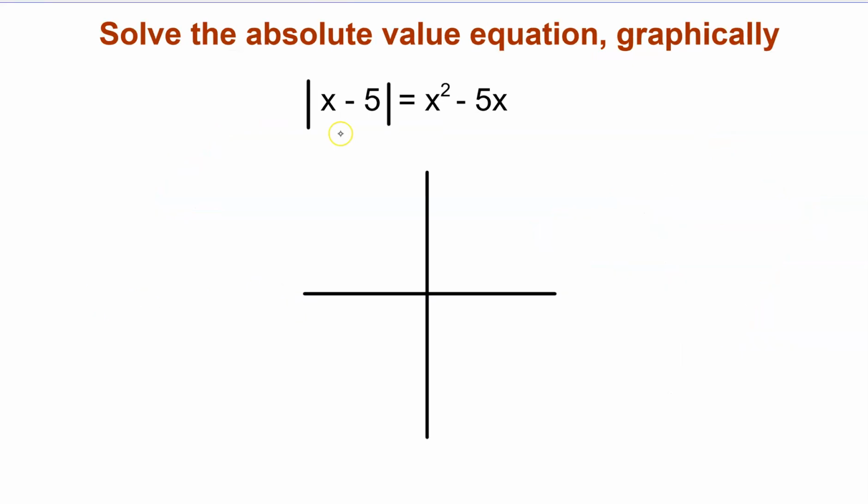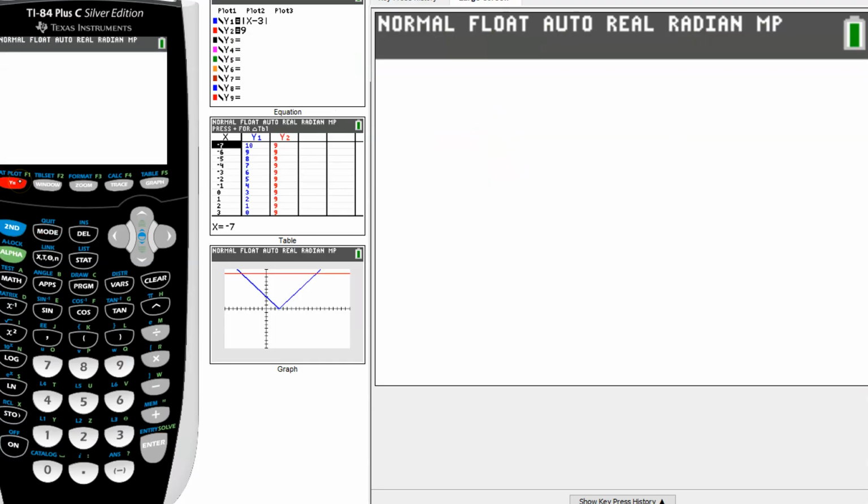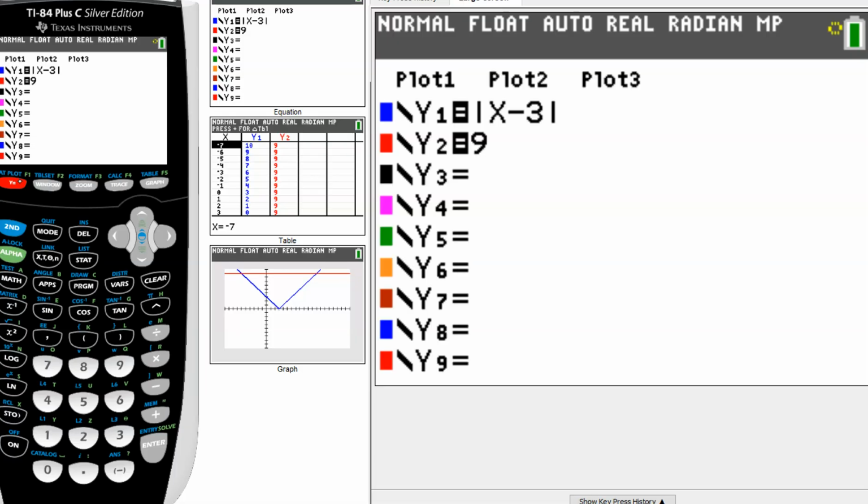Looking at the next one here, these are the easiest way to solve these ones by using your graphing calculator. So again, we're going to put that in our graphing calculator, knowing that this is going to be a V-shaped and knowing this is going to be a parabola opening up. So let's go ahead and put those in our graphing calculator and I'll work through those with you. So I'm going to clear both of these out.